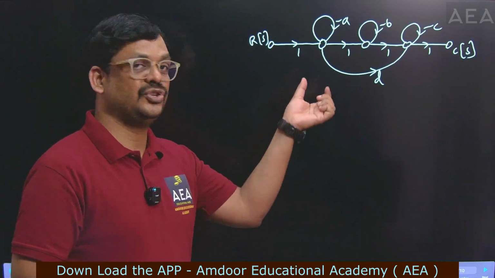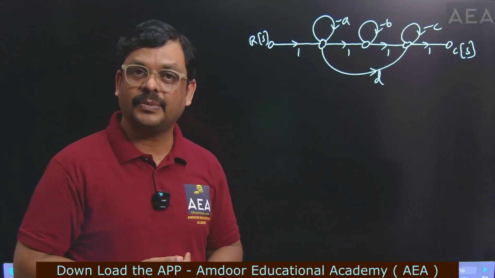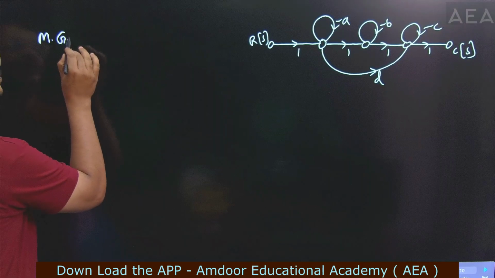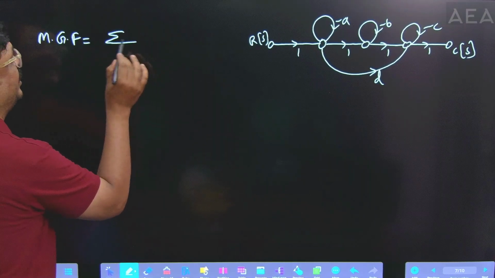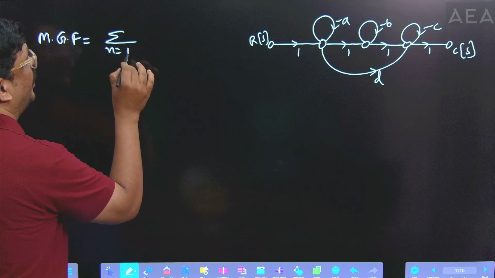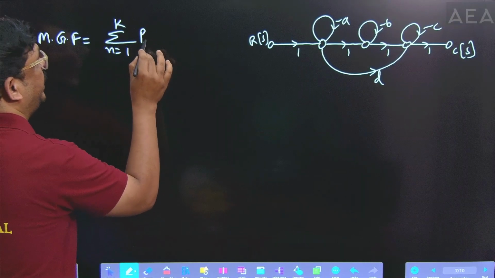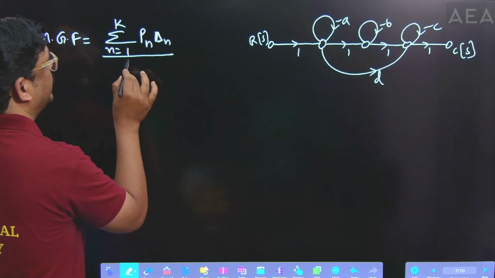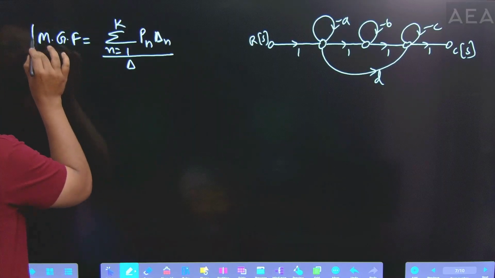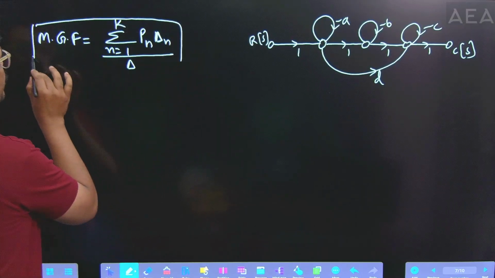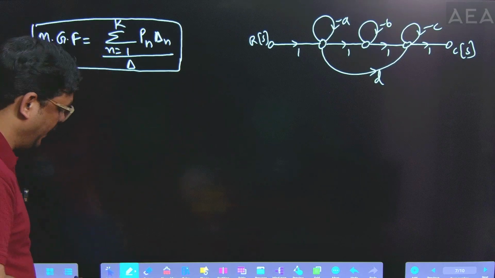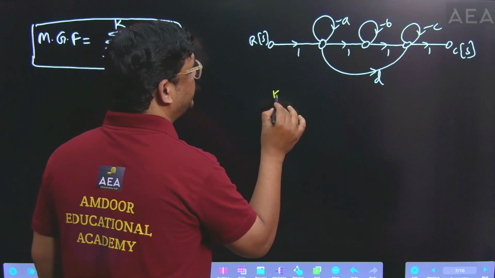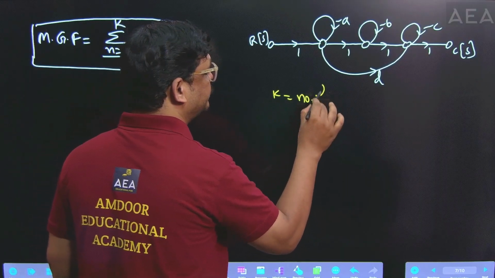To determine the transfer function from the signal flow graph, Mason's gain formula is used. Mason's gain formula is abbreviated MGF. I'm writing Mason's gain formula now. The formula is the summation, n from 1 to k, of Pn into delta n, divided by delta. This is a standard formula, right? So here, what is k? K is the number of forward paths. First of all, we have to identify that. K explains the number of forward paths.